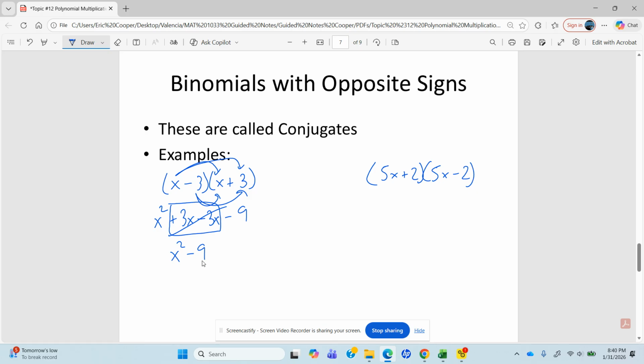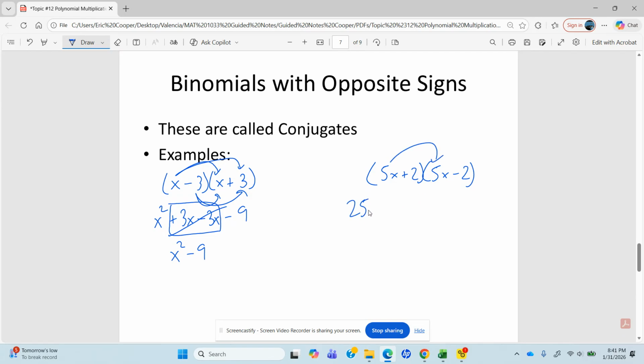Let's see if this holds true even when there's a number on x. So we're going to do it again. We have 5x plus 2 and 5x minus 2. Again, these are binomials with opposite signs. It doesn't matter whether the plus or the minus is first or last.